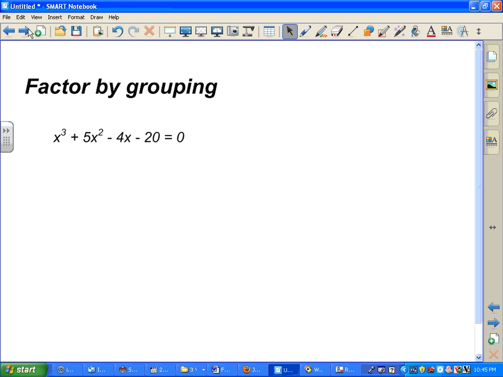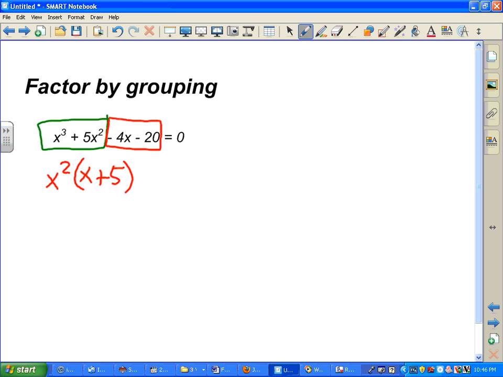So the next thing we try is factor by grouping. I take this piece, and I see what I can factor out of this piece. And then I take the next piece, and I see what I can factor out of there. Well, if I take the green piece, what can I factor out of this? Well, I could factor out an x squared. So I have x squared times x plus 5, doing the distributive property backwards. Now, if I redistribute this back in, that would give me x squared times x is x cubed, and x squared times 5 is 5x squared. So everything works out.